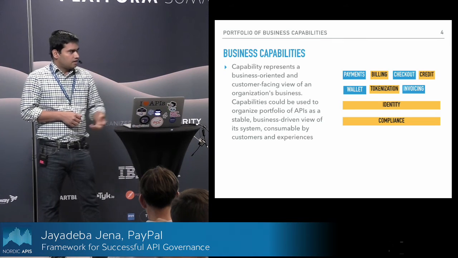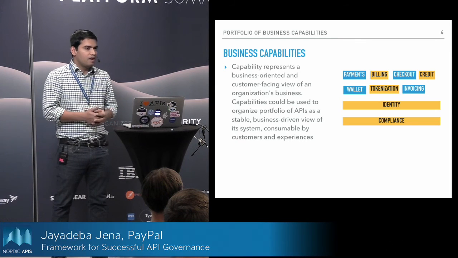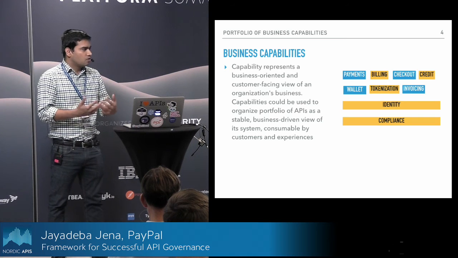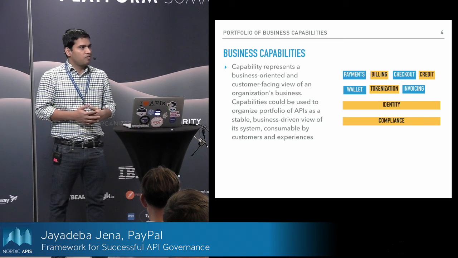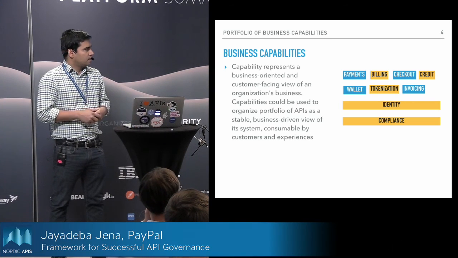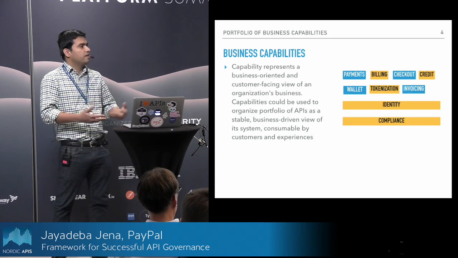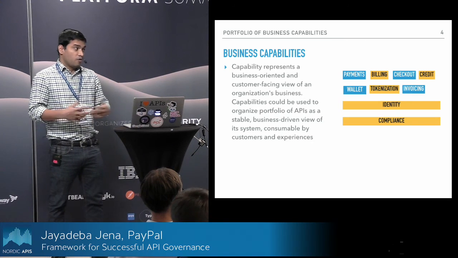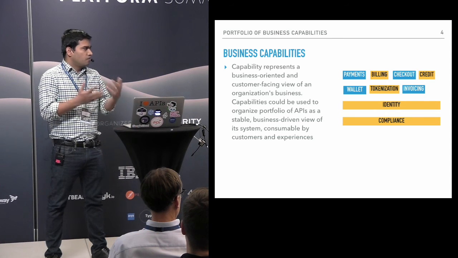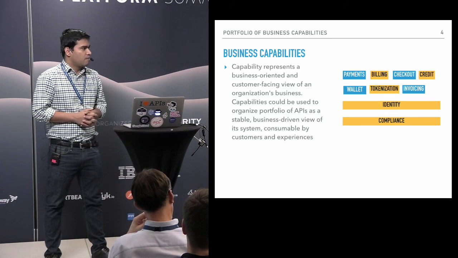To start with the first P, which is portfolio: before we started building, we started thinking about what it takes. From a customer's point of view, looking at PayPal APIs, what are the business capabilities? What does a particular customer or partner want to do when they come to PayPal? They may want to do payments, checkout or credit. So the first thing we did was sit down and come up with the capabilities.